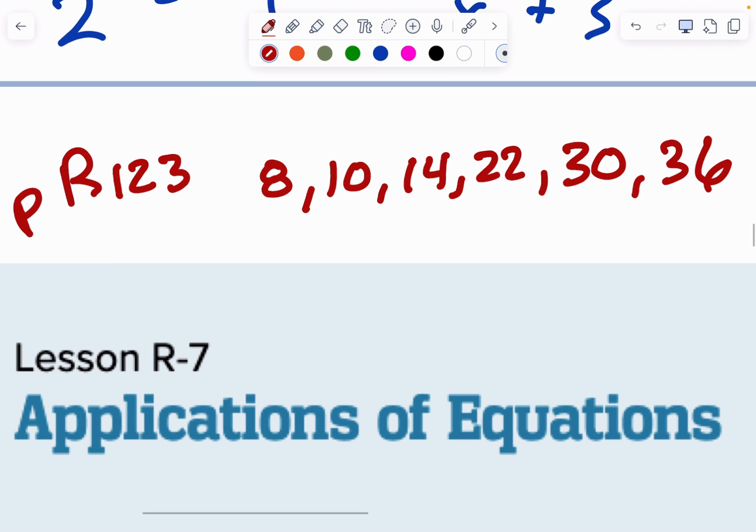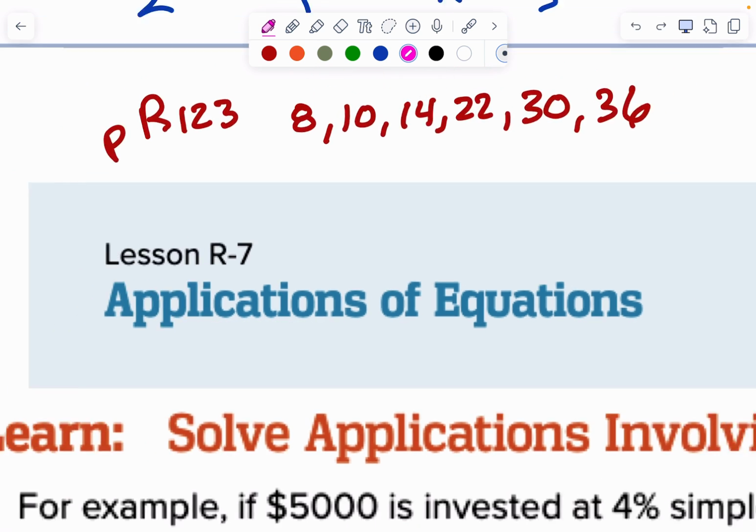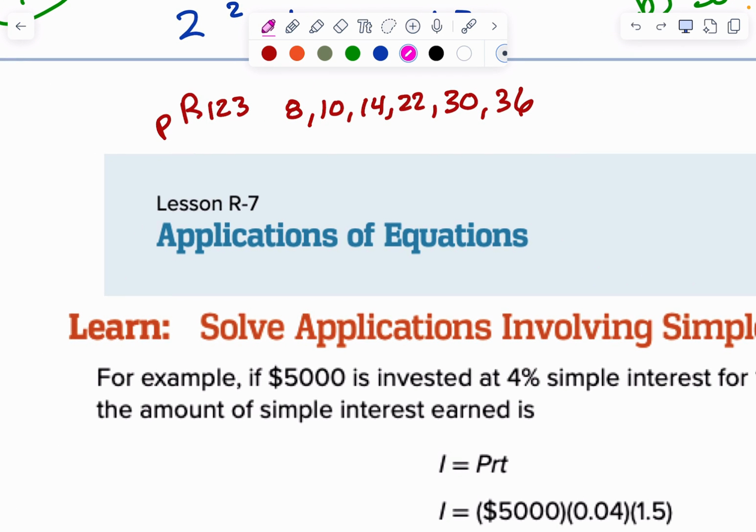Here's the homework for R7. And there are only 6 problems because applications of equations means story problems. Yay! So there's 6 problems for homework and that is all, right?